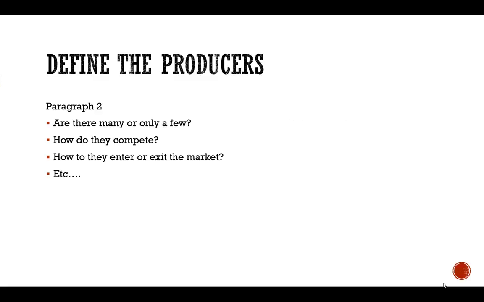Paragraph 2. Once we've defined the market type, now we're going to talk about who the producers are. Are there a lot of them or are there a few? This should already be kind of defined by what type of market it is, right? This helps define the type of market. How do they compete? And then how do they enter or exit the market? Is it easy or is it difficult? What does it take? And you can even talk a little bit more about the producers if you want to. Really, we're defining who the suppliers in the market are, and what they look like.